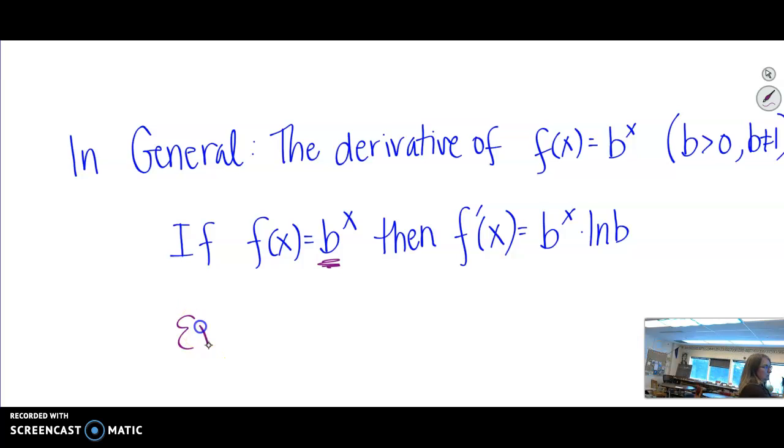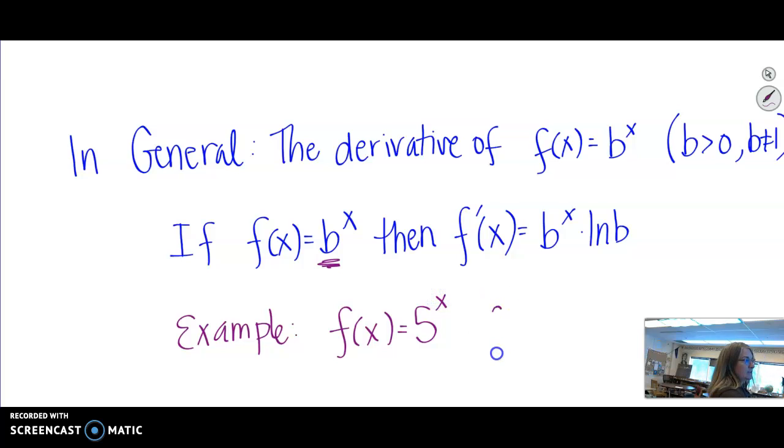So for example, just a quick example here, if f of x equals 5 to the x, well, the b is 5, so then it implies f prime of x will equal 5 to the x times ln of 5.